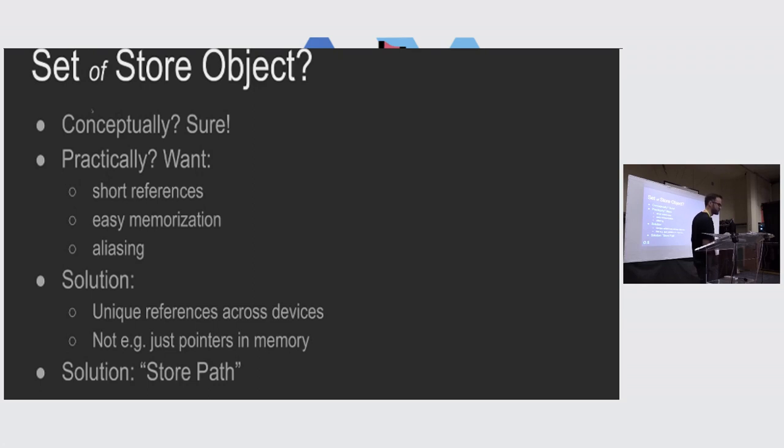Now, the set of store objects thing is probably not how you're used to thinking about it. We think the store is a collection of store objects, and store objects don't contain other objects. Basically what that boils down to is we want a very easy way of referring to a store object that has all these properties. And kind of the key one there is memoization, that computer word that word processors never think exists. And the solution to that is we have these store paths.